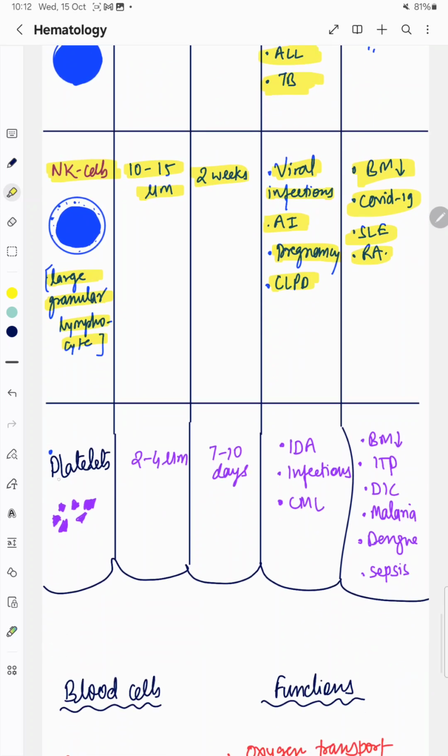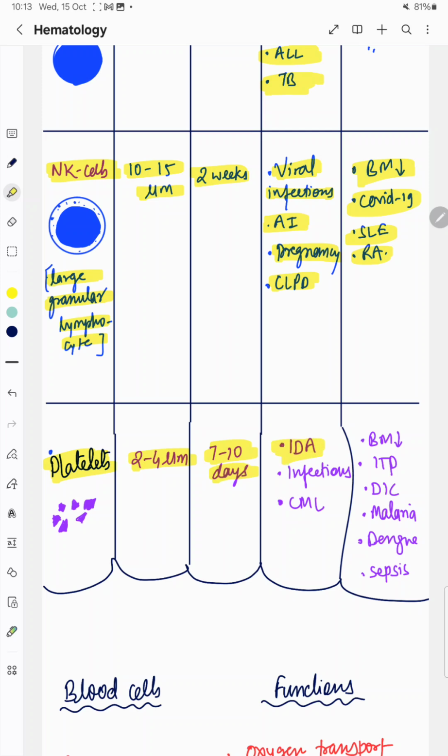Now the last is platelets or thrombocytes. They are the cytoplasmic particles of megakaryocyte responsible for blood clotting. Size is 2 to 4 micron. Whenever the size is more than 4 micron, they are known as large platelets. Lifespan is 7 to 10 days.